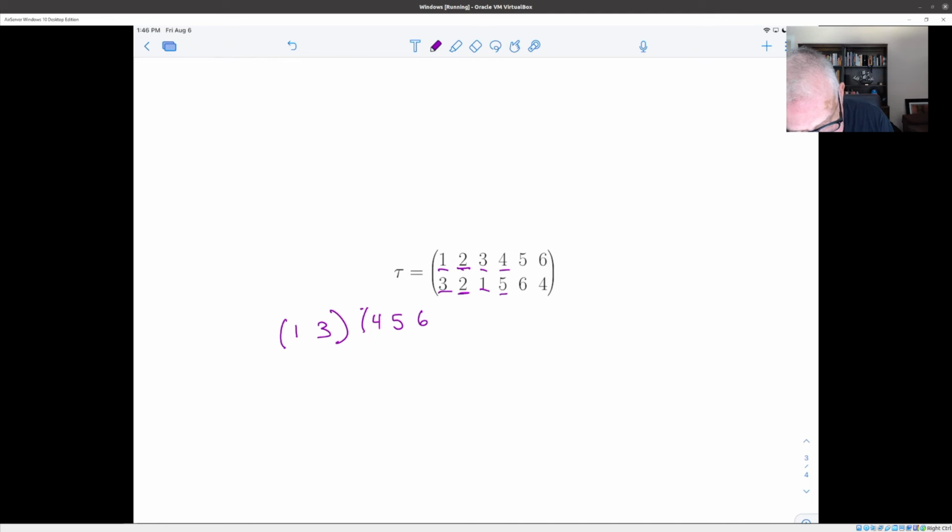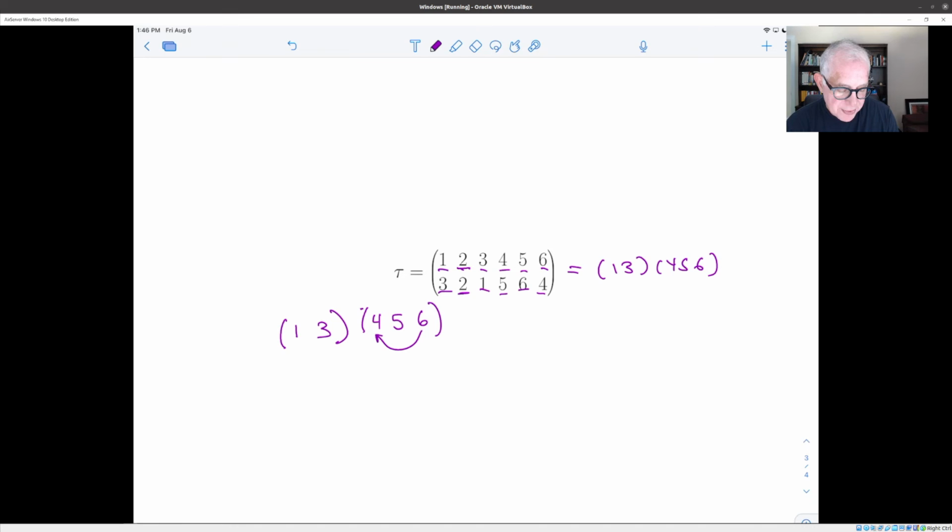5 goes to 6. And 6 goes to 4. So when 6 goes to 4, that closes another cycle. And so we see that this tau is actually the product (1, 3)(4, 5, 6). And one great thing about this is that we already showed that for disjoint cycles, the order doesn't matter.